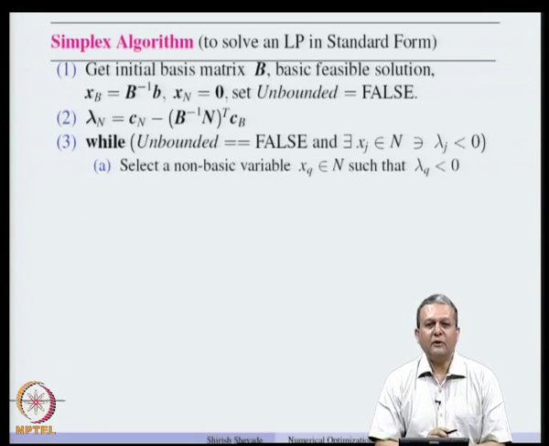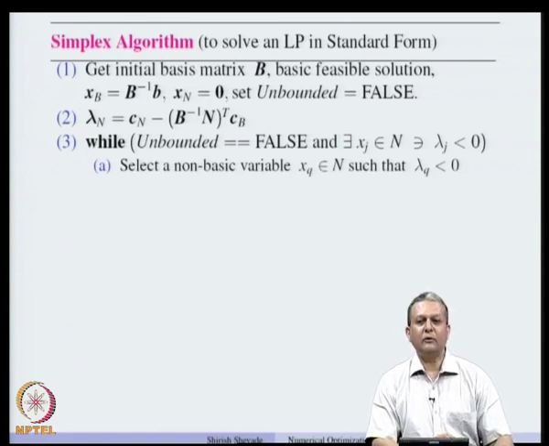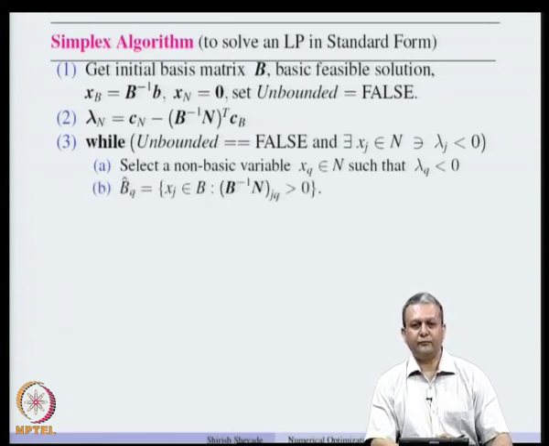So, the first step that we saw earlier was to select a non-basic variable x_q belonging to the set N, the set of non-basic variables, such that lambda_q is less than 0. It is always possible to do that because we have already checked that there exists at least one x_j in N such that lambda_j is less than 0. So, we first select a non-basic variable to be made basic, and then the next step is to find a basic variable which can be made non-basic, and this can be done using the ratio test.